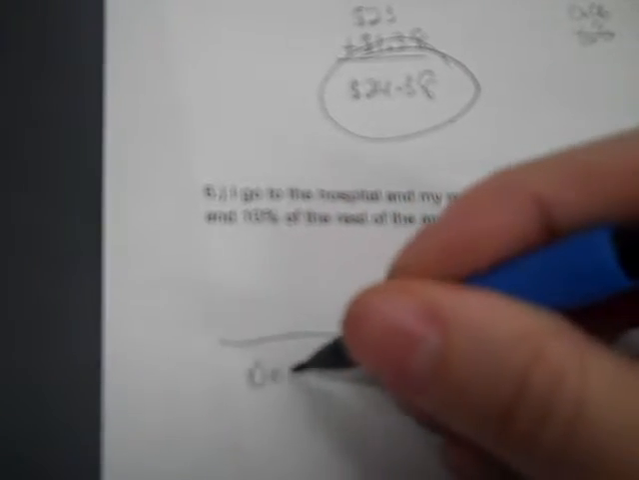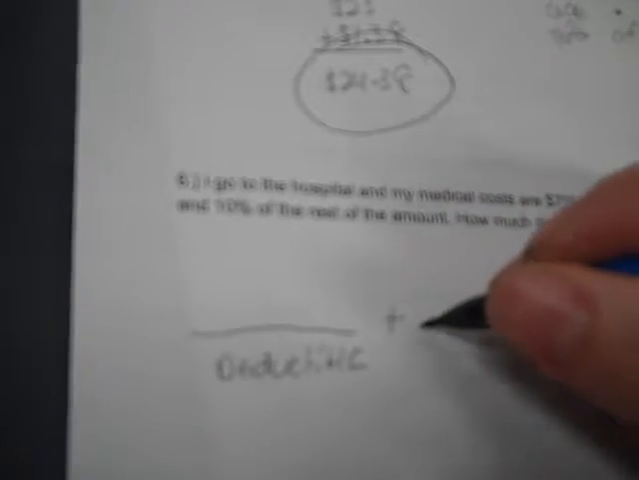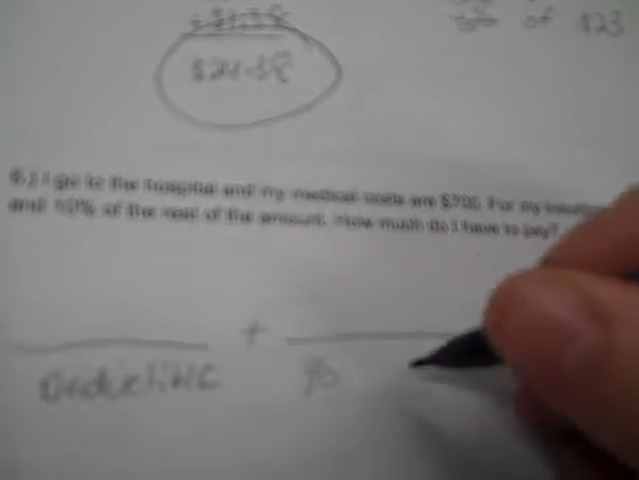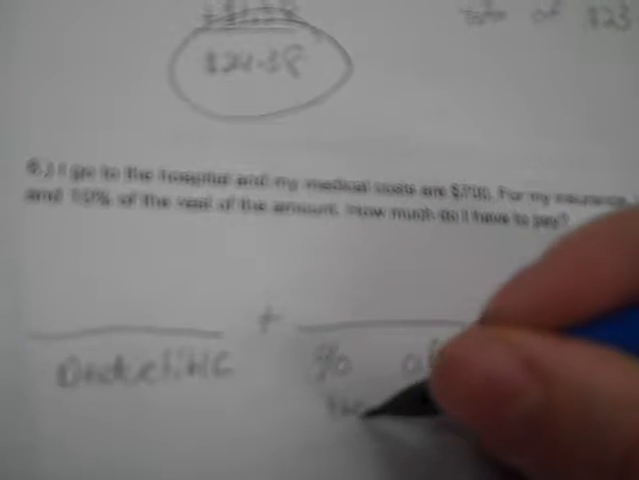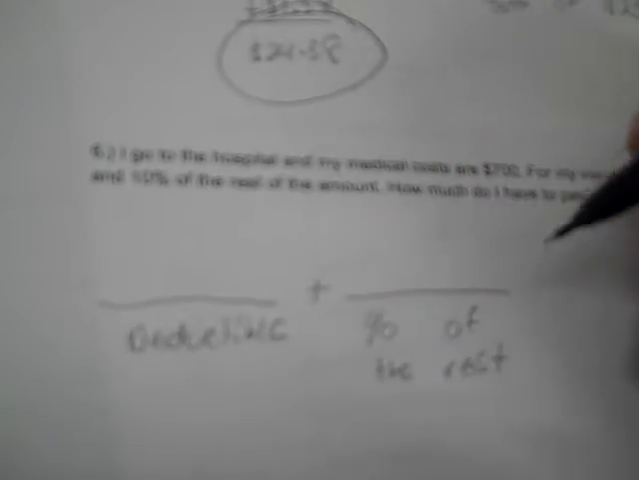Okay, number 6. I go to college and my medical costs are $700. For my insurance, I pay a $50 deductible and 10% of the rest of the amount. How much do I have to pay? This is how insurance works. You pay your deductible plus a percent of the rest, okay? That's what you want to start out with. So these are both money amounts. Well, your deductible is $50.